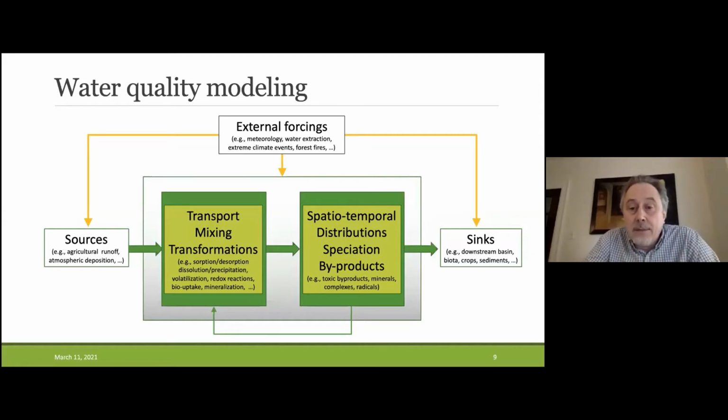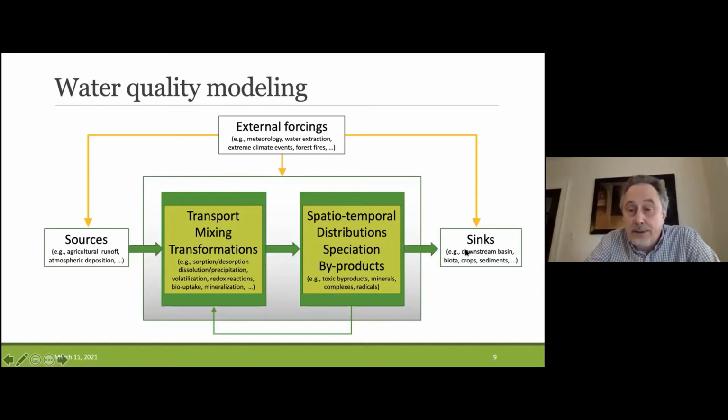A lot of times when we have these reactive constituents, and again, let's think about nitrogen, you can produce byproducts. So for instance, in the process of denitrification, nitrate ultimately is transformed to N2 gas that then can degas to the atmosphere. But you also produce byproducts such as nitrite and nitrous oxide. And these byproducts can also have an impact on water quality, and therefore you also have to account for their transport and transformation processes.